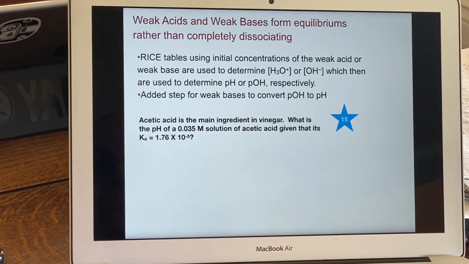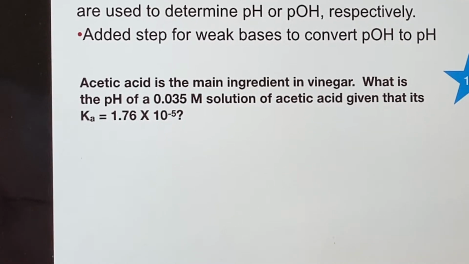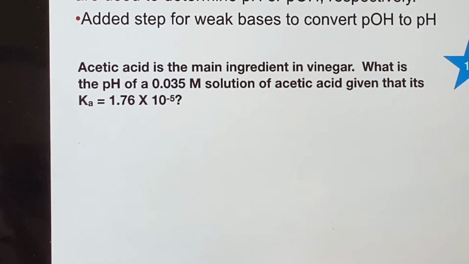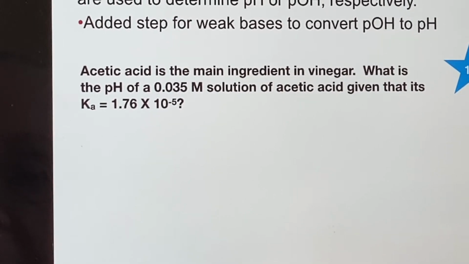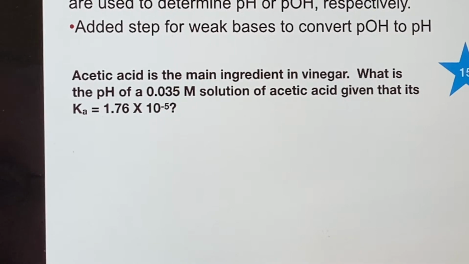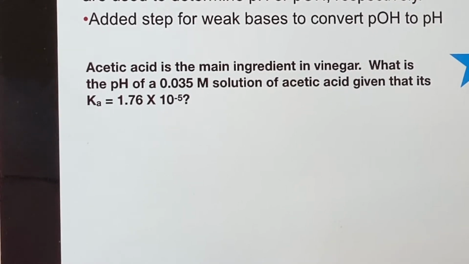Here's a problem. Here's acetic acid. I shouldn't say it's a problem. It's a puzzle, right? It says acetic acid is going to be used. What is the pH? They're giving you the molarity of the acetic acid, and then they're giving you the Ka. All right. We just mentioned that we should use a RICE table.